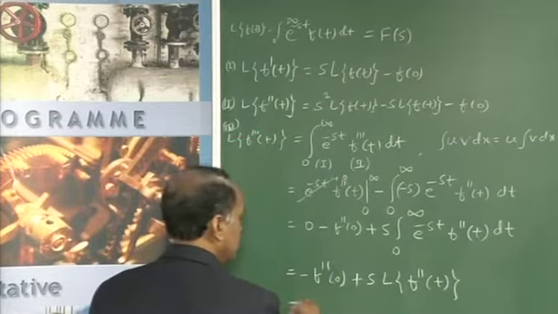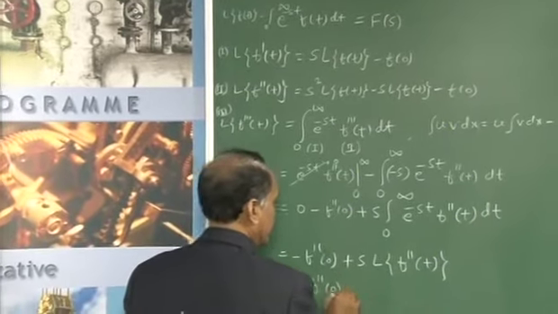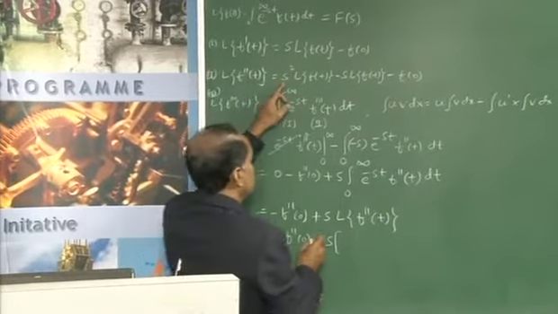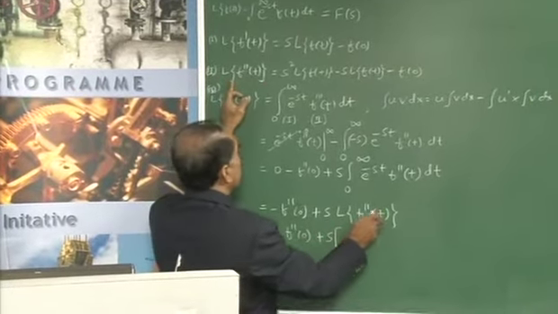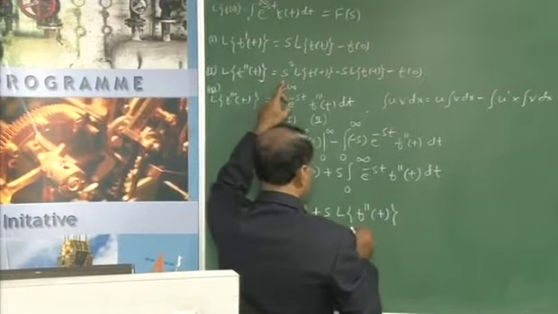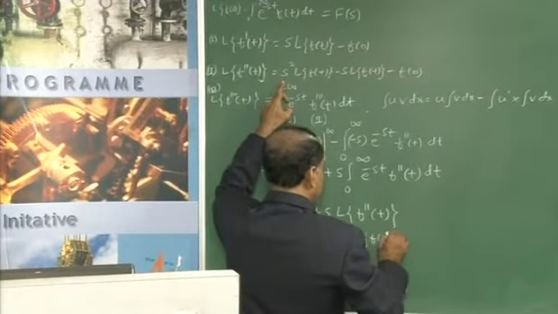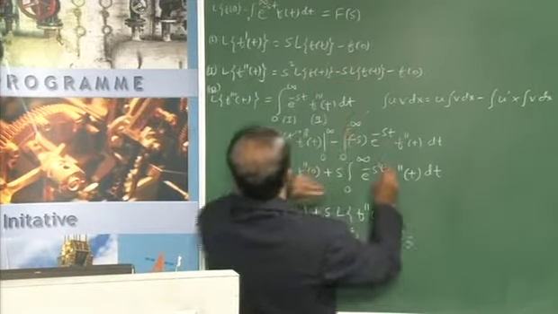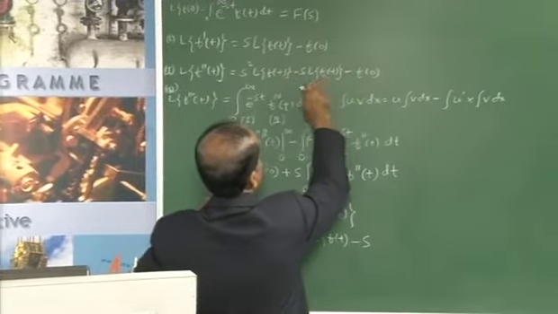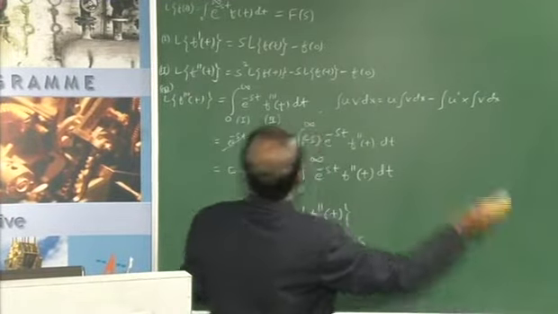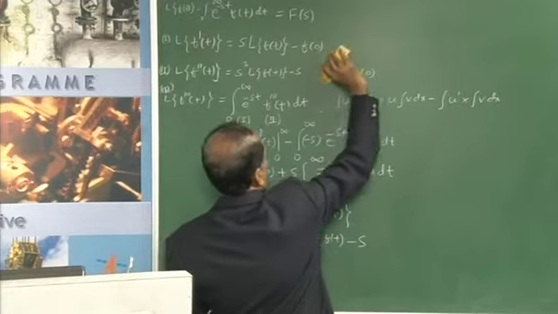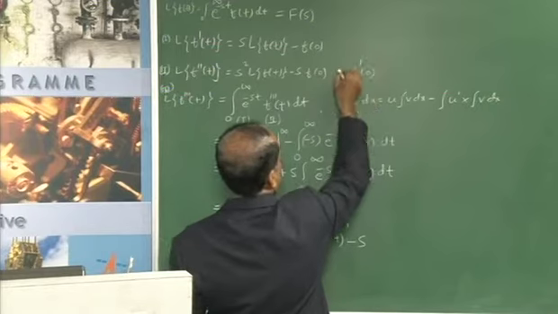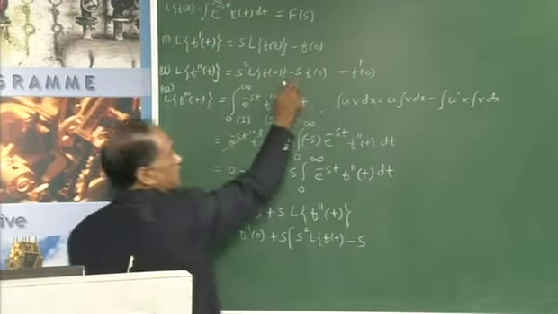What is that result? Minus f double dash 0 and plus s into, inside the bracket, all the 3 terms, because it is already done, L of f double dash t. Therefore, s square L of f t minus s f of 0 minus f dash of 0. Make this correction please: s cube L of f t minus s square f of 0, then minus s f dash of 0, and minus f double dash of 0.